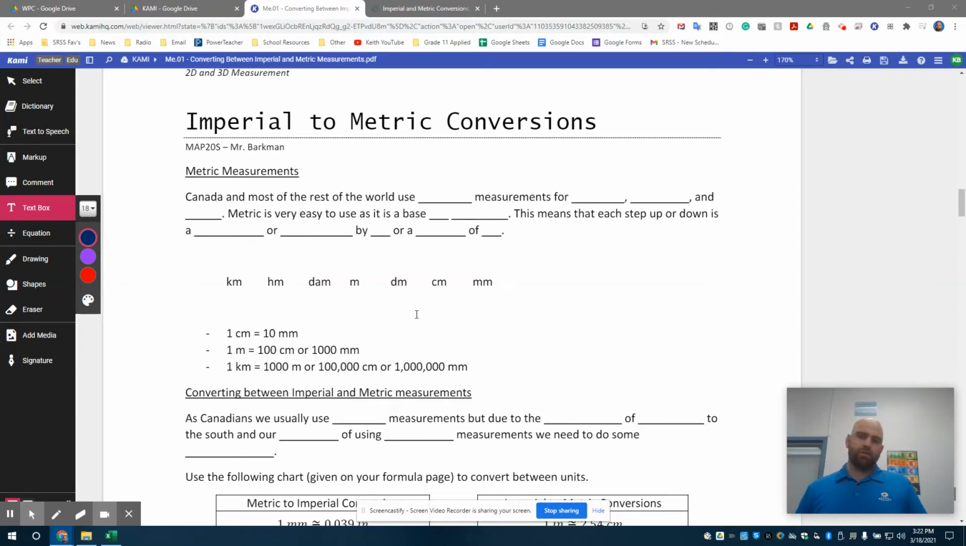I'll start with part 2 of our lesson on converting measurements. We're going to start taking a look at metric measurements and how we can go back and forth between imperial and metric measurements. The first thing is I want to just go over what metric measurements are.